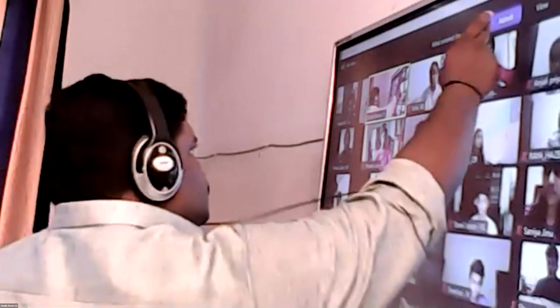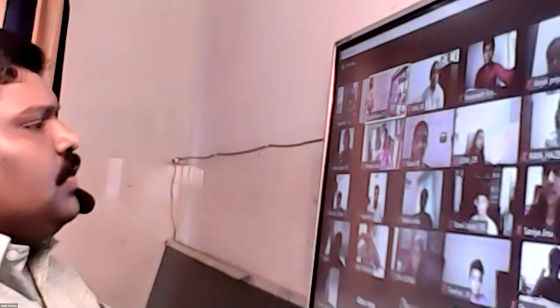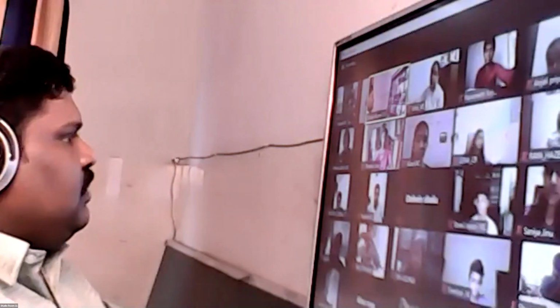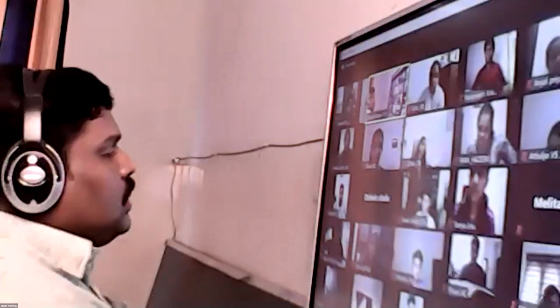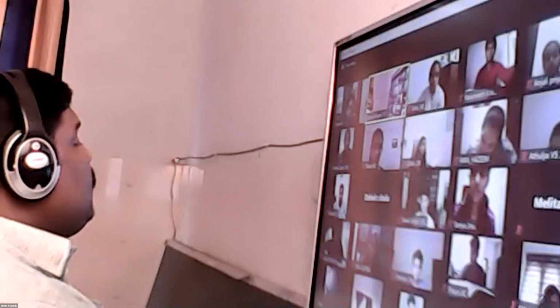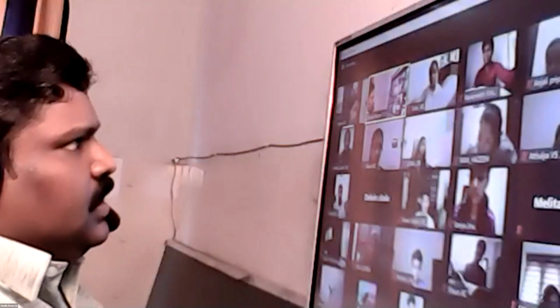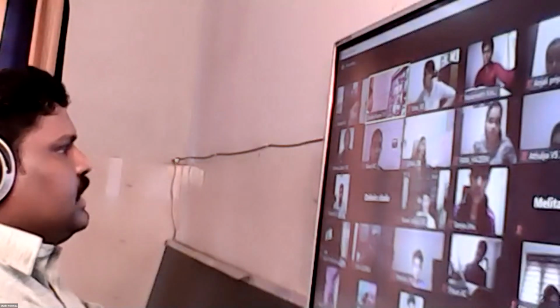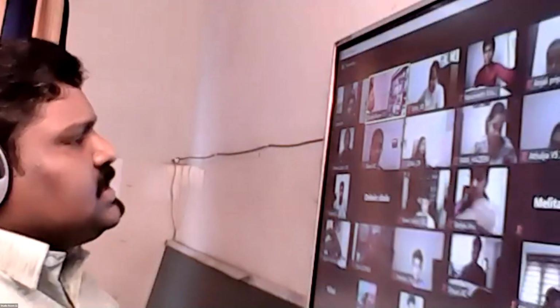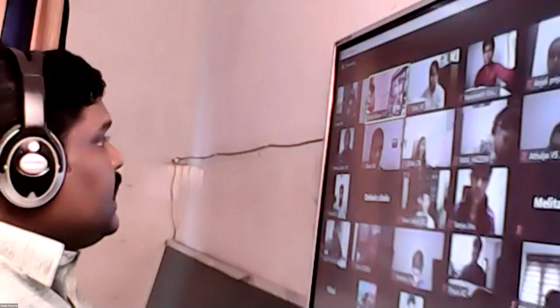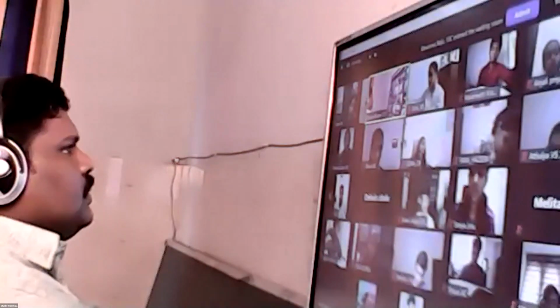So we already started the discussion from this chapter. The first chapter is resources and development. So far, we discussed what resources are and how we can classify them. Clear or not? We know what community resources, national resources, and international resources are.